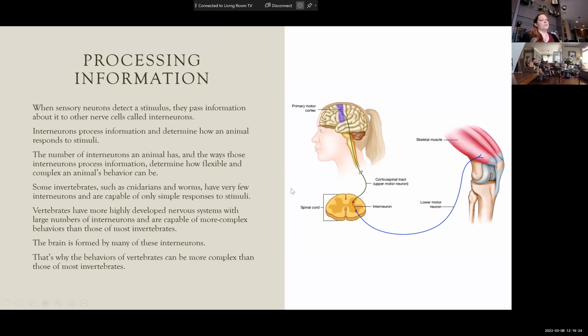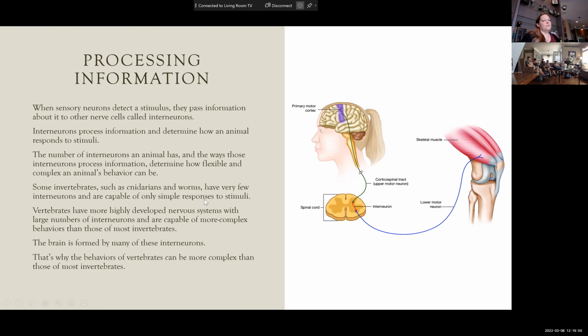So how do we process all this information? You guys know this on a basic level. Yeah, the brain, but you're gonna have neurons that detect it, and they're gonna pass that information on, and it's gonna go to your brain and then back. So some invertebrates, like cnidarians, remember, and worms, have very few of these interneurons. The interneurons are the ones that go between your sensory neurons and your brain and back. They're the guys in between.